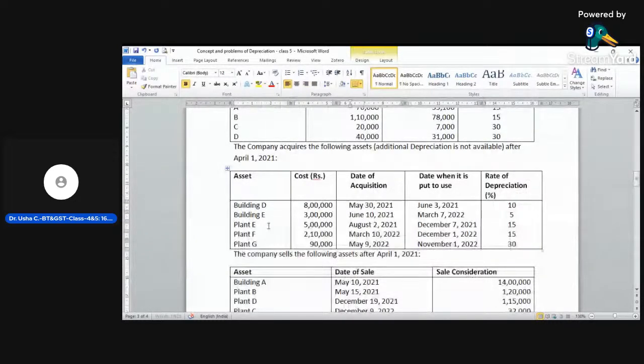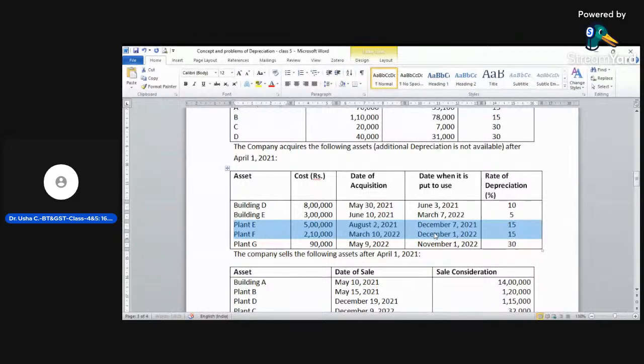Plant E and F at 15% were purchased. But when purchased, just check. Plant E is purchased on August 2nd, 2021 and put to use in December, which is less than 180 days, correct? But plant F is purchased in March 2022, whereas put to use in December, which means it is purchased in the year 2021-22 but not put to use in the same year, but in the next year. So we are not going to calculate depreciation for it. If the asset is not put to use at all during the particular previous year, there is no depreciation.